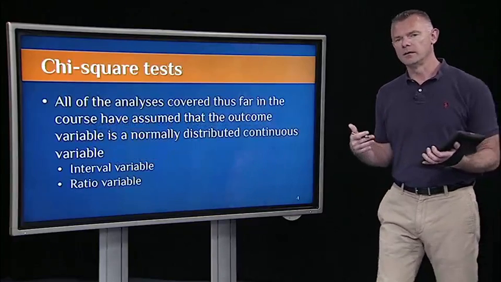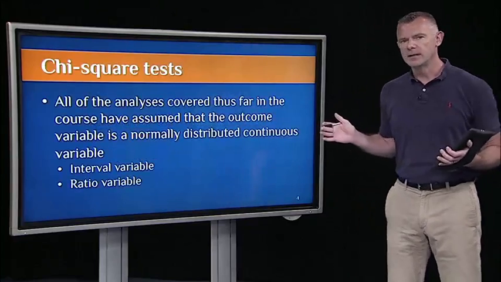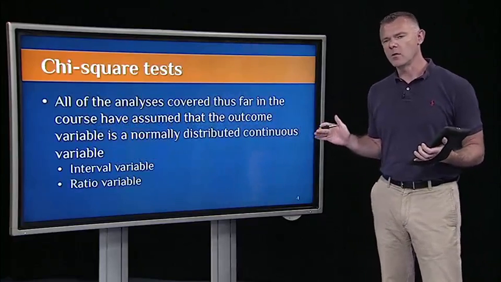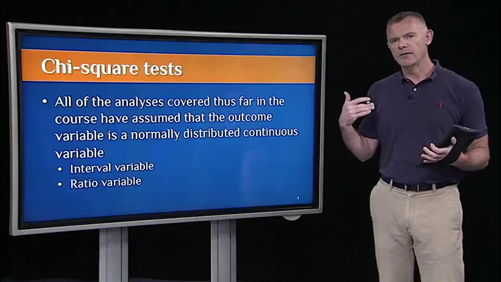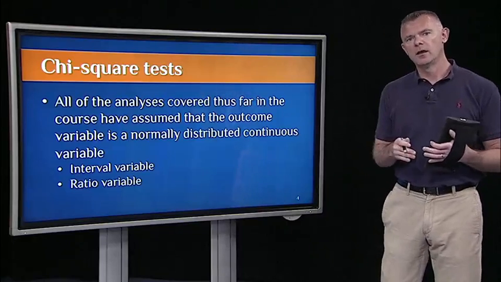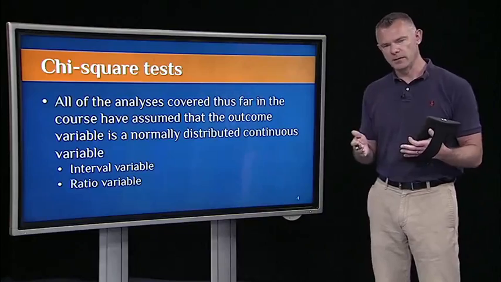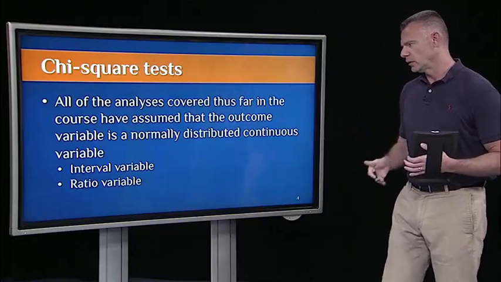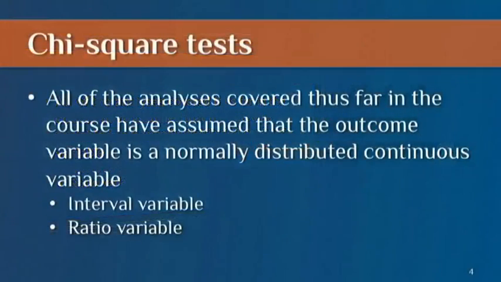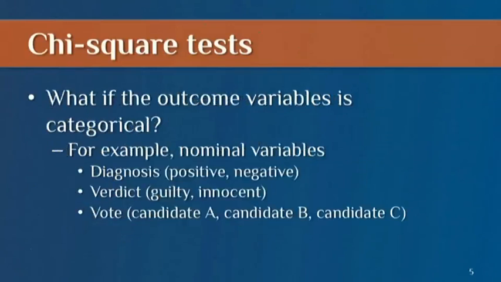Up to this point in the semester, all of the analyses that we've covered in the course have assumed that we have a continuous outcome variable or dependent variable in experimental research. So typically the outcome variable was an interval variable or a ratio variable. Well, what do we do if the outcome variable is categorical? For example, if it's a nominal variable. Well, there are lots of examples of that.